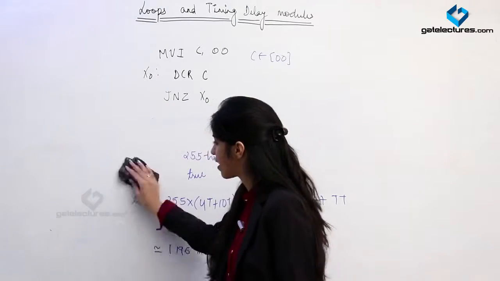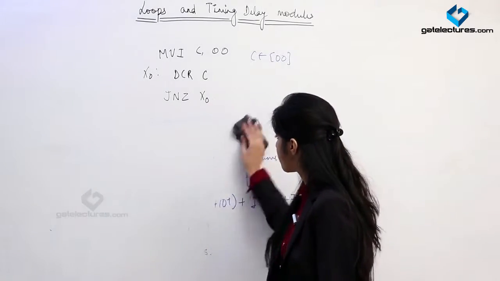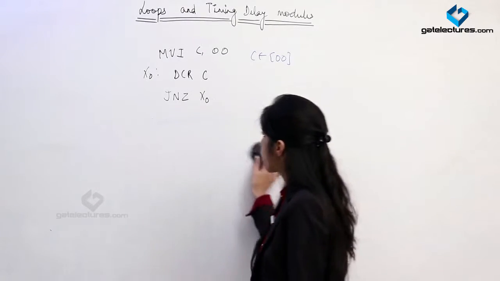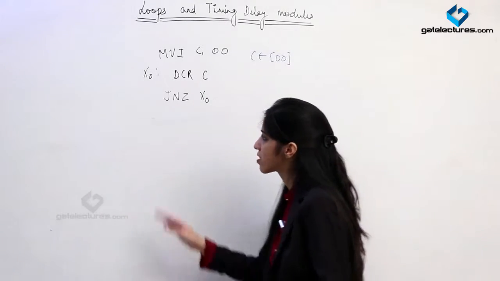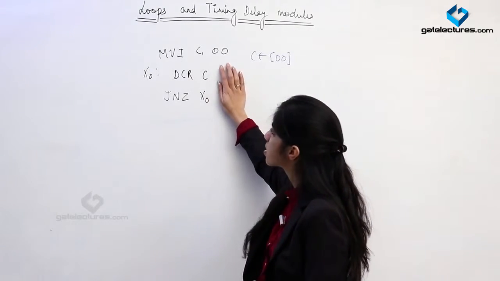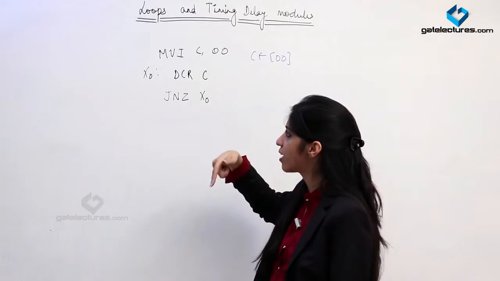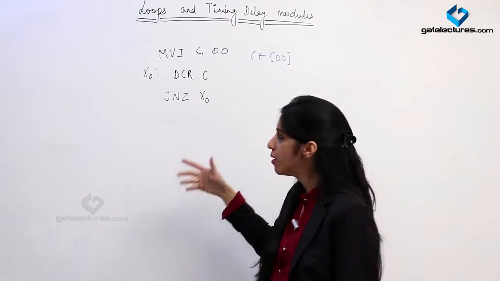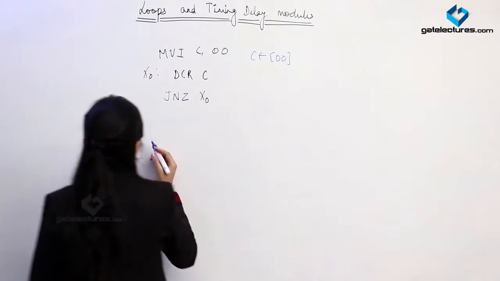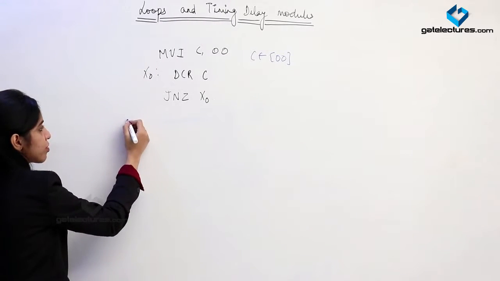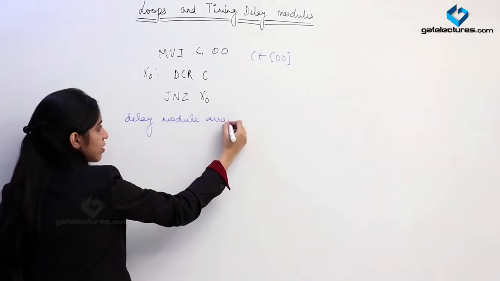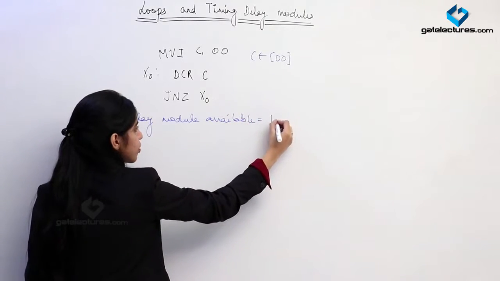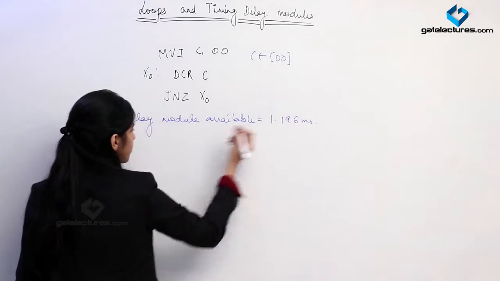You are supposed to write an ALP to produce a delay of 50 milliseconds. So what we are going to use is the concept of nested loops. What are nested loops? We are going to use this loop several times such that we can produce a total delay of 50 milliseconds. Now see, this delay module is available. We've just calculated, this can produce a delay of 1.196 milliseconds.